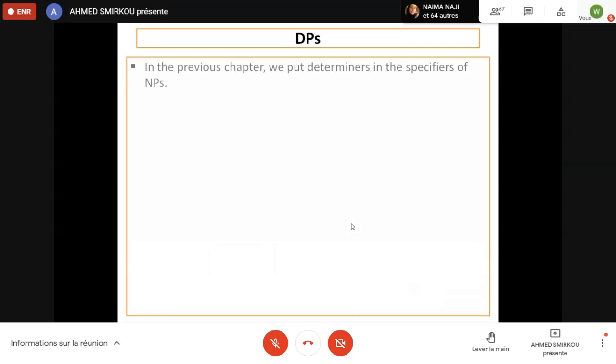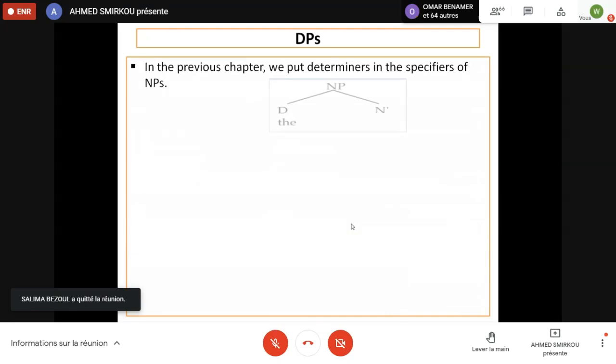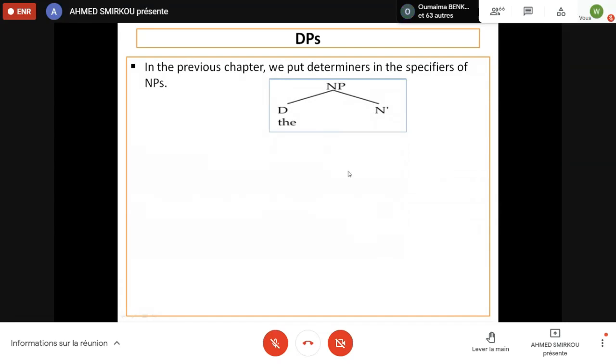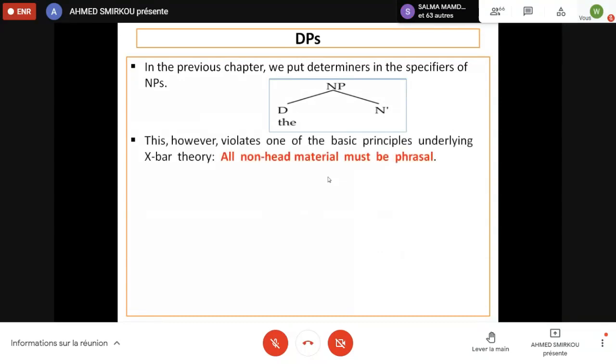In the previous chapter we put determiners in the specifier of NPs. In X-bar theory we said the determiner is sister to N-bar dominated by the phrase, which means it's in the position of specifier. This, however, violates one of the basic principles in X-bar theory: all non-head material must be phrasal.